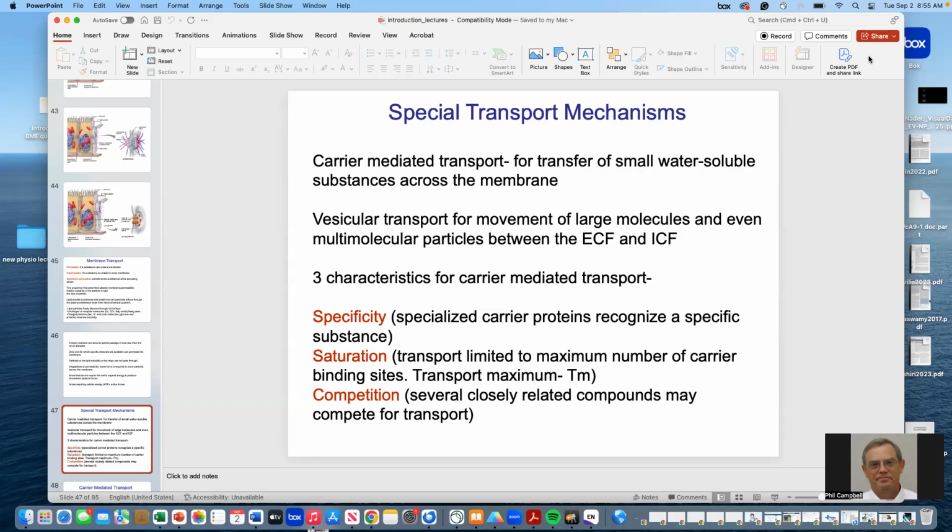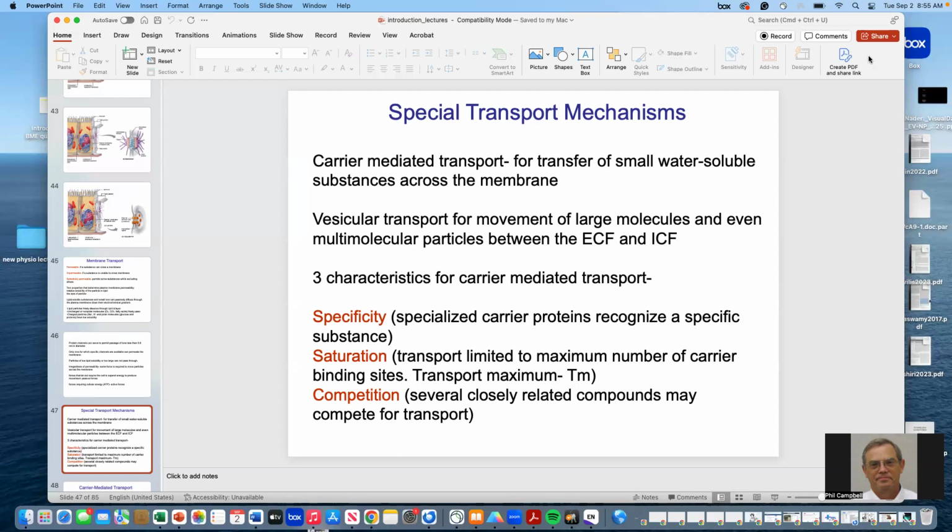Now, the thing about facilitated or carrier-mediated transport is we're talking about individual molecules being moved. If we are talking about larger things, either particles or fluids and things like that, we call it vesicular transport, right? And I'll talk about both. Now, let's start by talking about carrier-mediated transport.